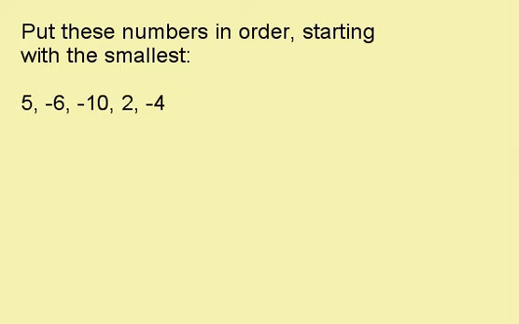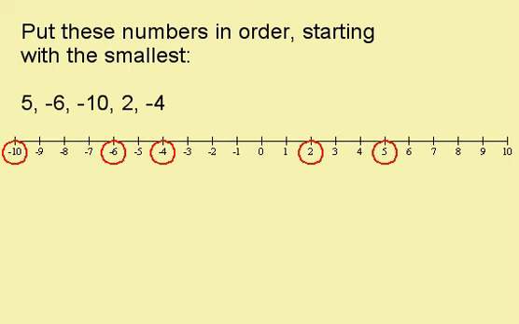When you have a question that involves negatives, the best thing to do is to think of a number line. Here I've circled my numbers on my number line and we can now see what order they need to be in. -10, then -6, -4, 2, and then 5.